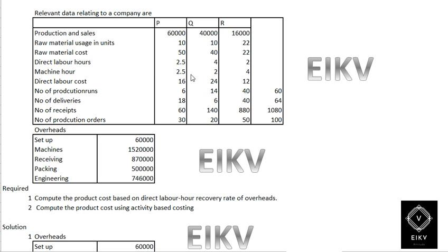Machine hours: 2.5, 2 and 4. Direct labor cost: 16, 14, 14. Number of deliveries: 18, 6, 40. Number of receipts: 60, 140, 880. Then we have number of production orders: 30, 20, 50.